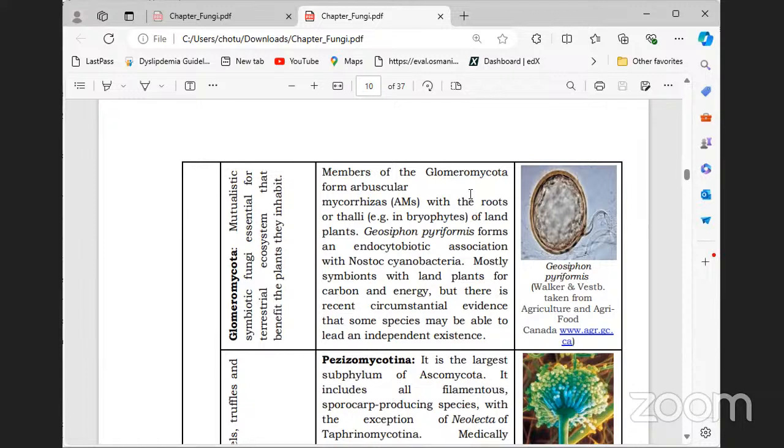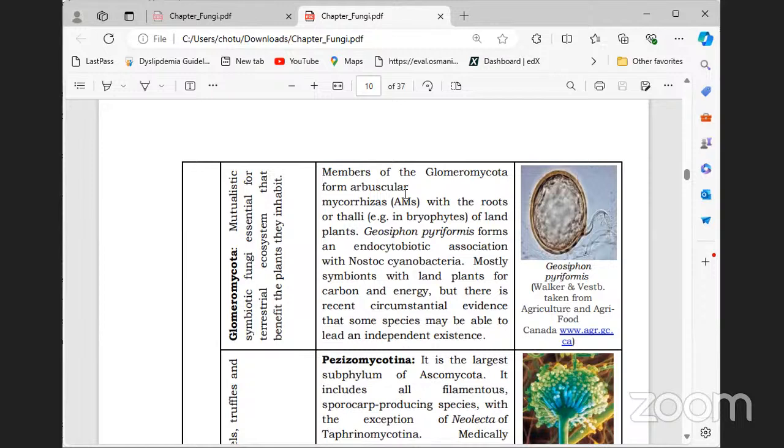Members of the Glomeromycota form arbuscular mycorrhiza, one type of mycorrhiza. The roots and thalli, for example in bryophytes, which are land plants. You can observe that in bryophytes, this type of fungi is present.